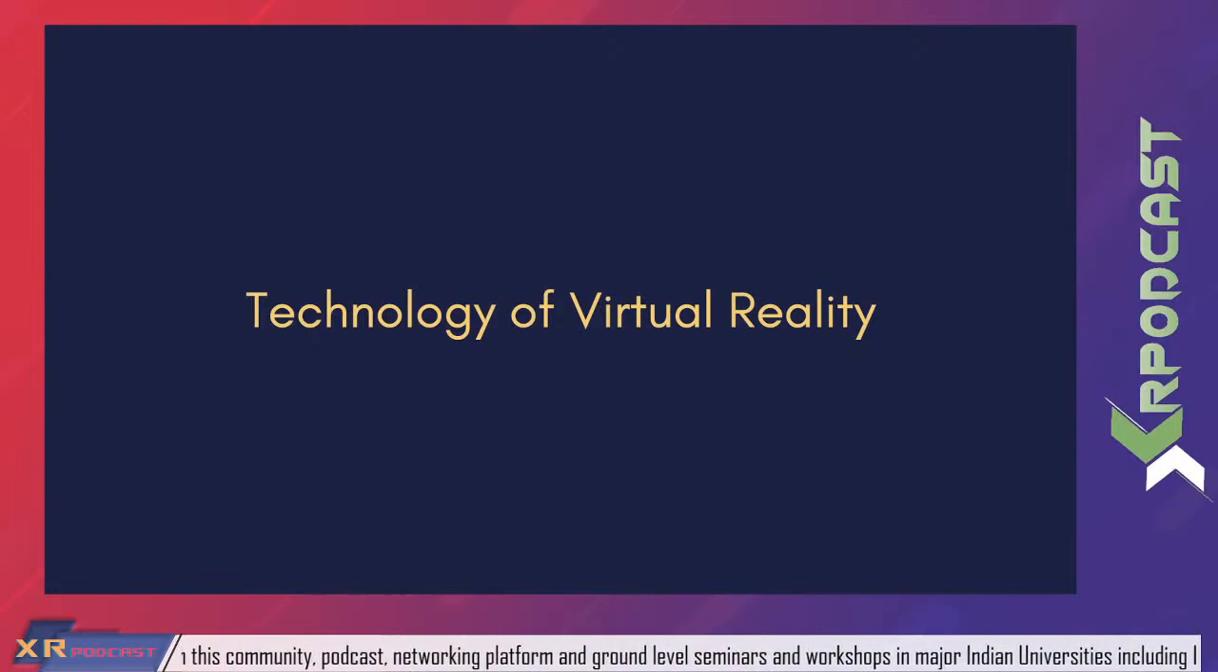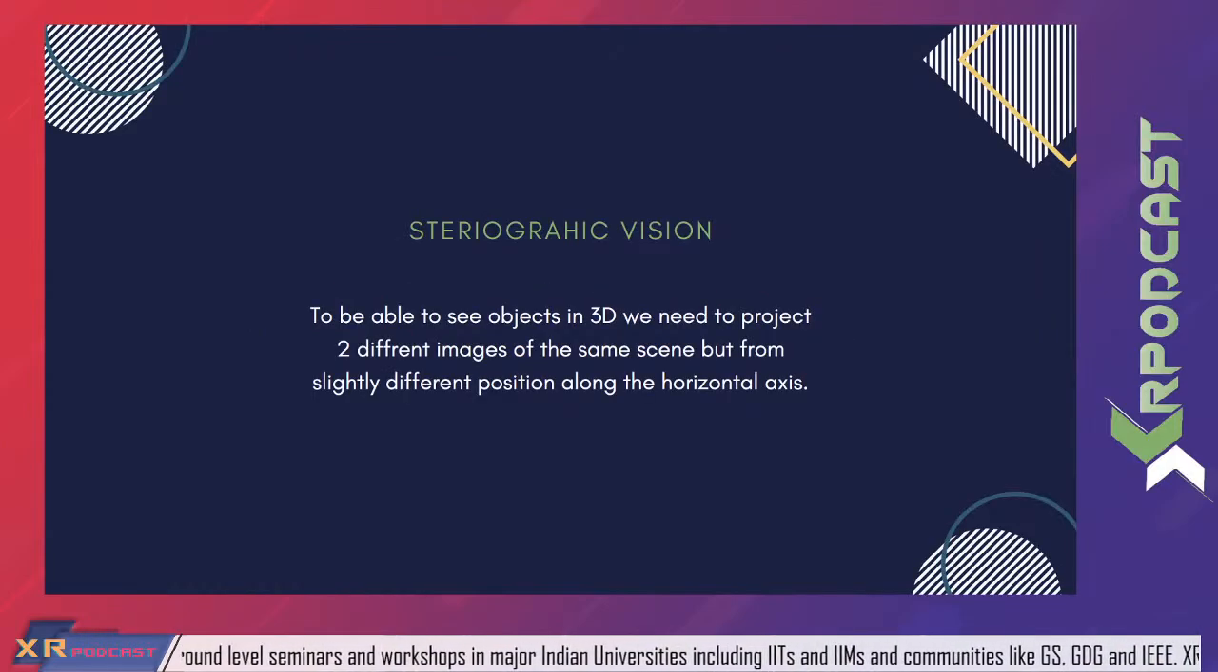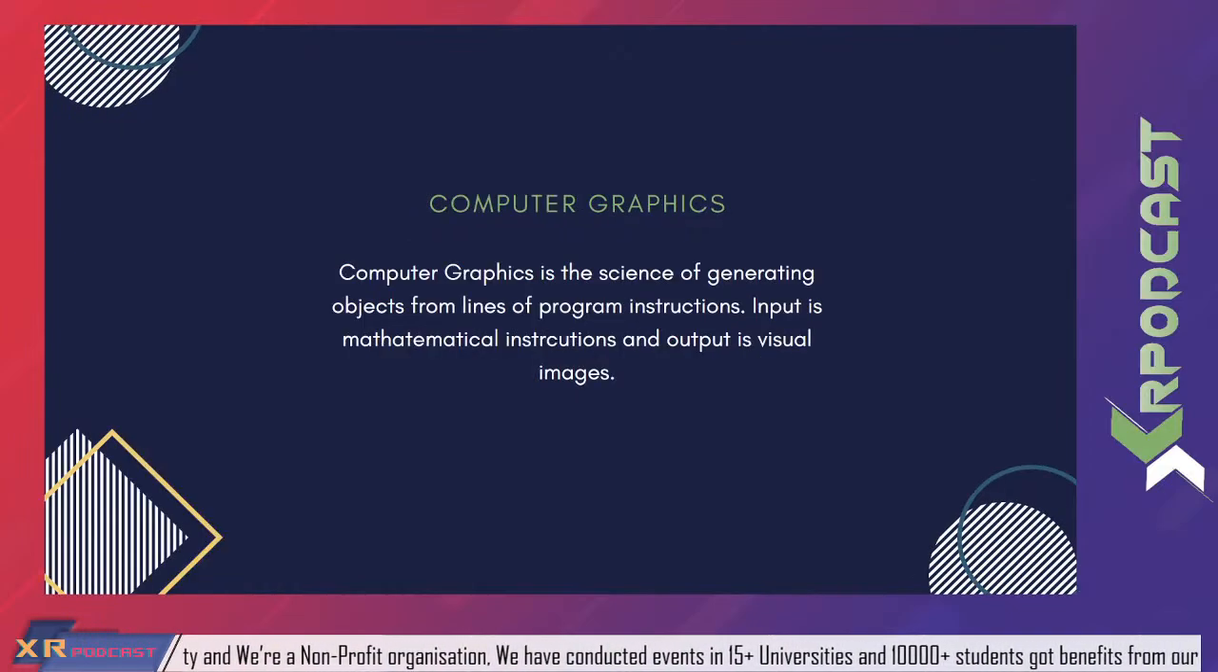Let's talk at a very high level about some of the technology of virtual reality. First, stereoscopic vision. I told you how we perceive 3D: we send two different images to your eyes, and that's how you perceive depth. I explained that in previous slides fully. I also talked about computer graphics, which is basically the science of generating objects from lines of instruction or lines of code, right? The input is mathematical instructions, and the output is visual images.